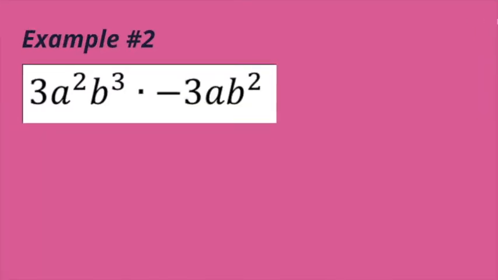Okay, example 2. Again, we're using a couple different properties here. So we have 3a squared b cubed times negative 3a b squared. So again, you want to make sure that you're multiplying those coefficients. So 3 times negative 3. And then remember that when you combine the exponents, the a that's next to b squared has an exponent of 1. So you have a squared plus a to the 1, which would give you a to the third. Okay, so just be careful with that example.